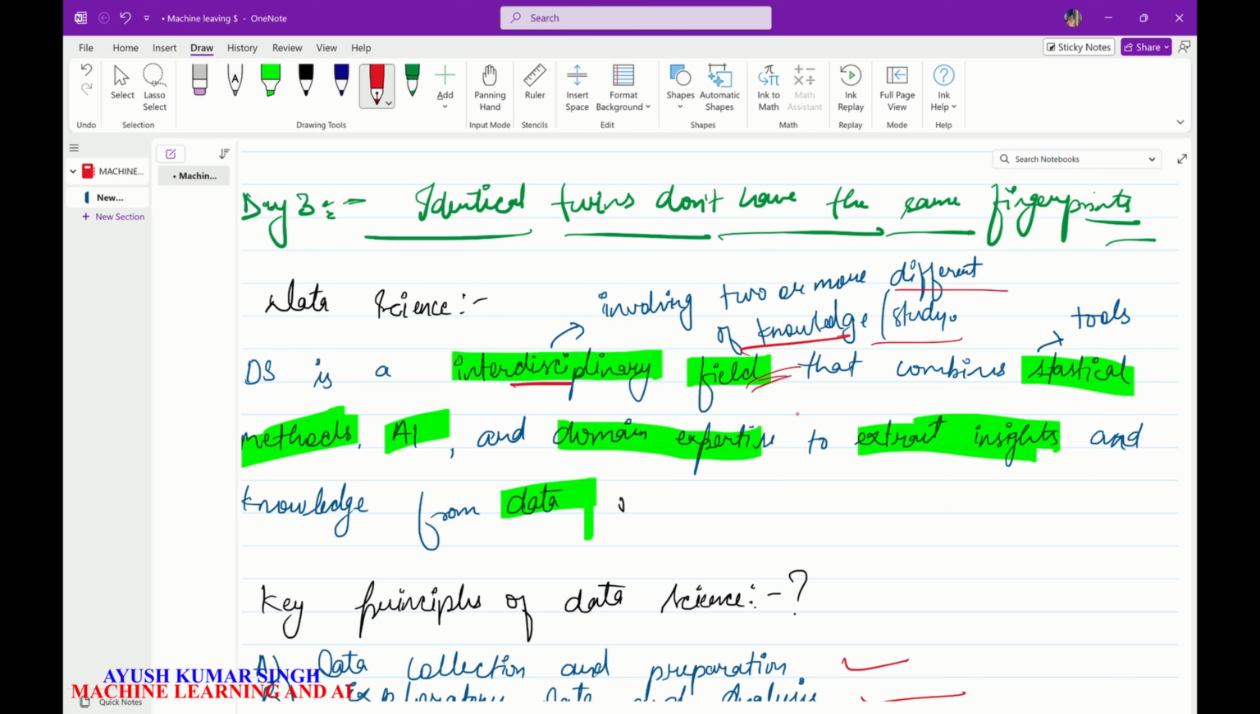Statistical means basically tools. When we do descriptive analytics, we use many tools for calculating mean, max, average, range, etc. Then we have AI. Domain expertise means data science has its own domain and it has expertise of extracting insights and knowledge from the data available. So overall, data science is an interdisciplinary field that combines statistical methods, AI, and domain expertise to extract insights and knowledge from data.